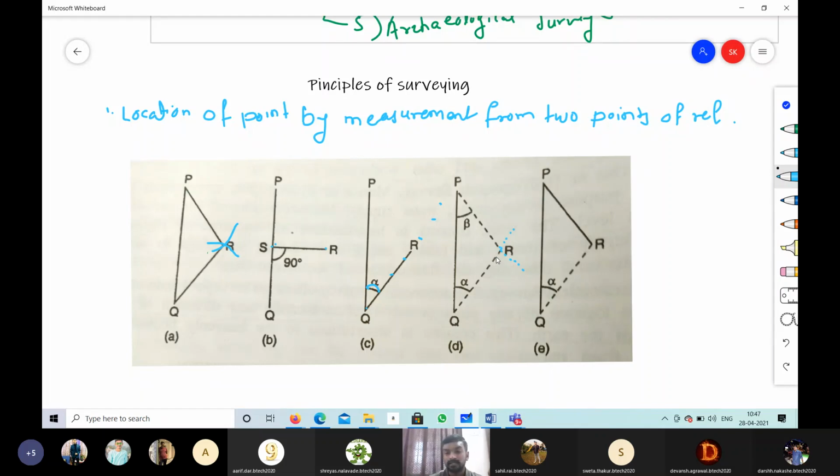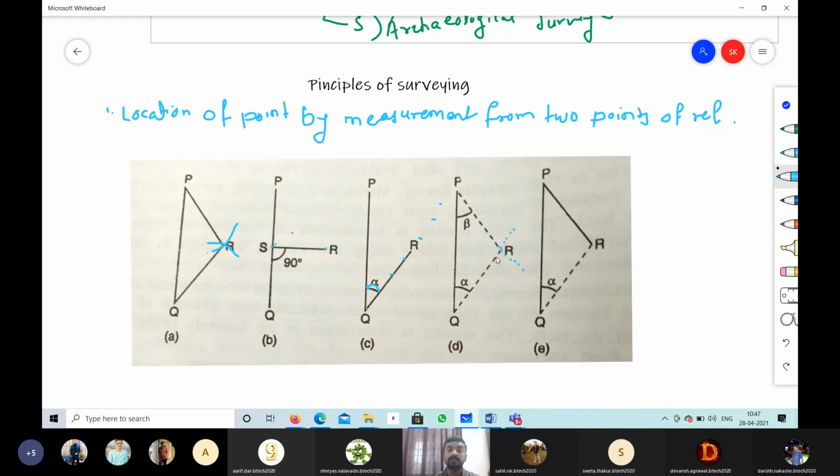It means that in case D, you need to have two angular measurements, then you can locate the point R. In case C, you should have one angular measurement, that is alpha, and one linear measurement, that is distance QR. In case A, you need two linear measurements, PR and QR. In case B, you need two linear measurements, QS and RS, and at the same time one angular measurement, that is 90 degrees at S. Now we are going to the fifth case.